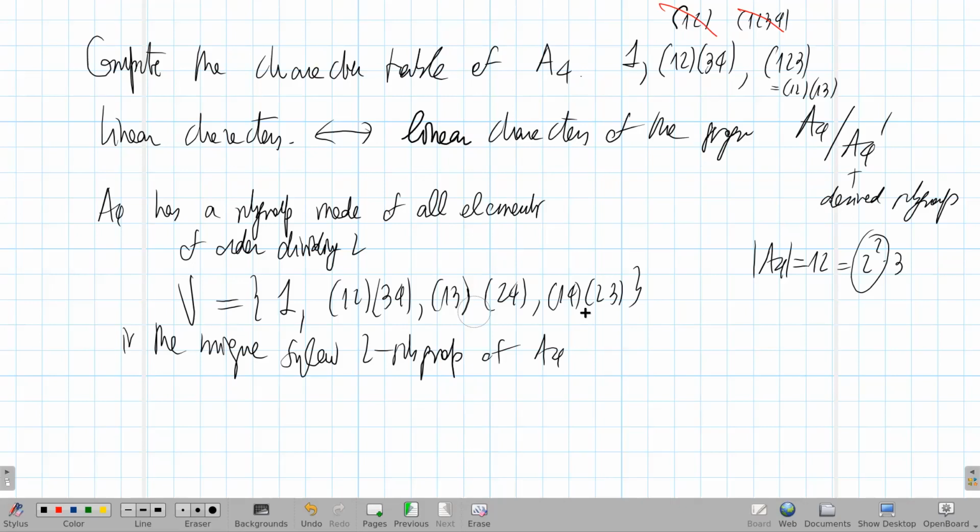So recall the argument. We know from Sylow theory that there has to be at least one subgroup of order 4, and the elements of this subgroup have order dividing 4.